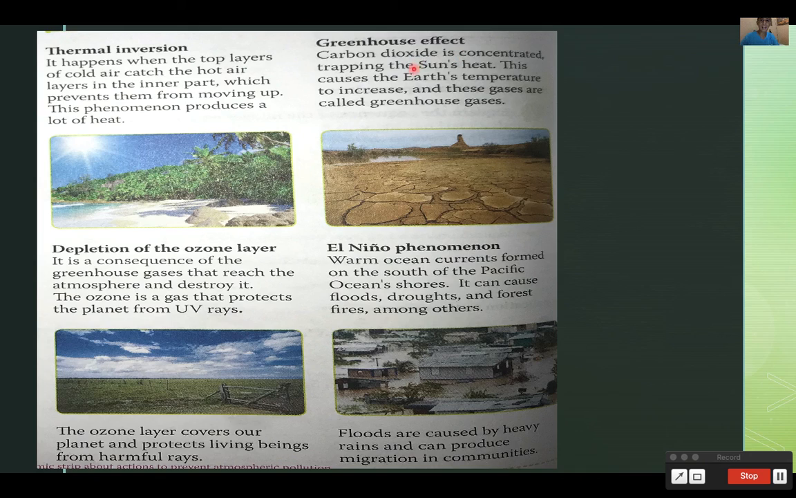Luego tenemos la greenhouse effects, que es el carbon dioxide is concentrated trapped in the sun's heat. This causes the Earth's temperature to increase, and these gases are called greenhouse gases. Then we have the depletion of the ozone layer, el niño phenomenon, que es cuando aquí, que aquí es lo contrario, aquí el fenómeno niño es cuando hay eh, inundaciones, ¿verdad? Y también sequías, incendios forestales, entre otros. Entonces el fenómeno niño es bastante delicado.